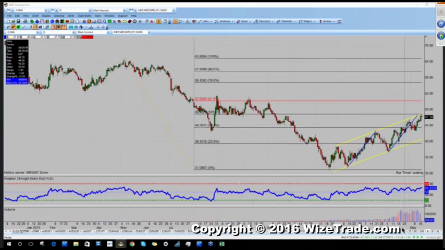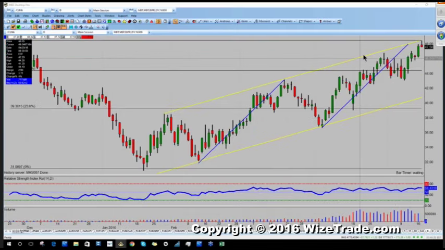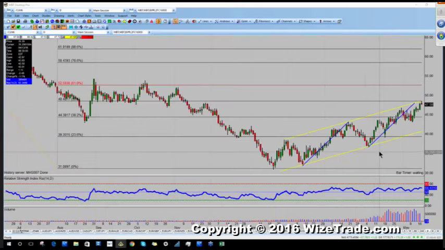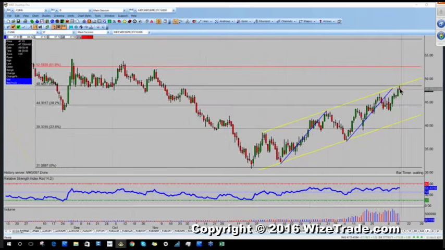Here's your daily. Here's the channel top. Here's the 50% retracement. Here's the AB equals CD move. There's the shooting star.